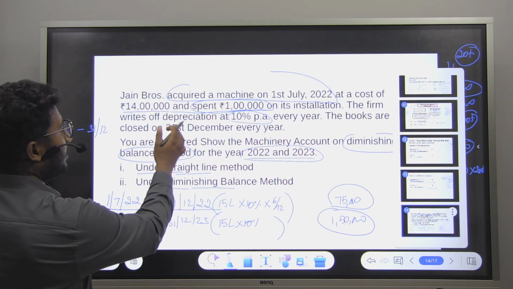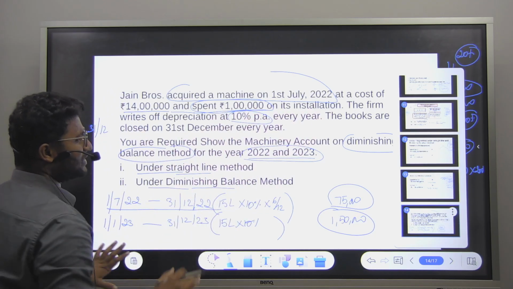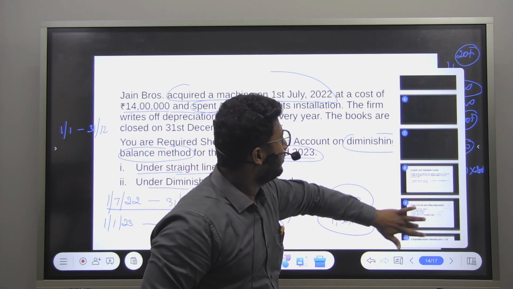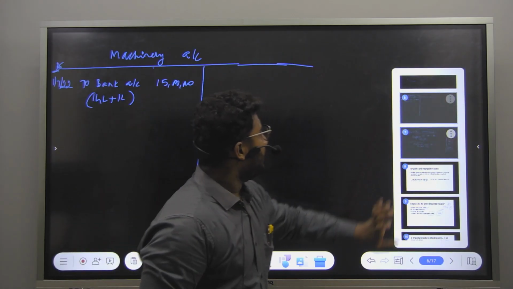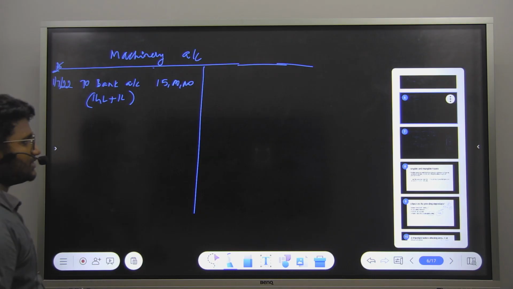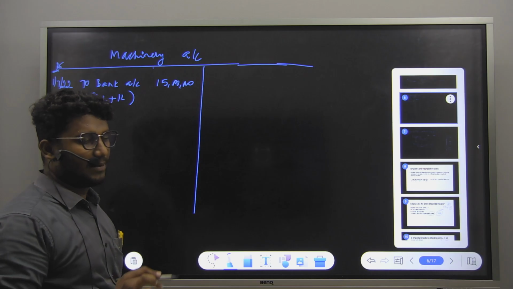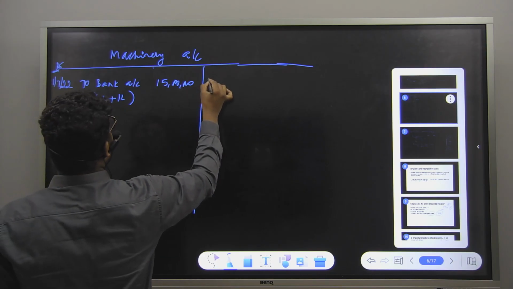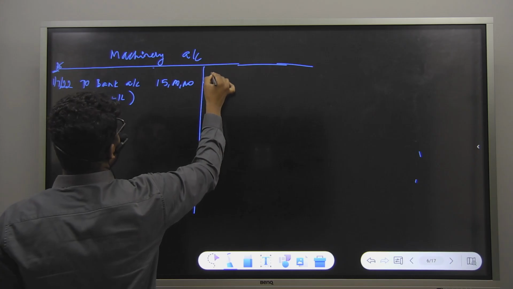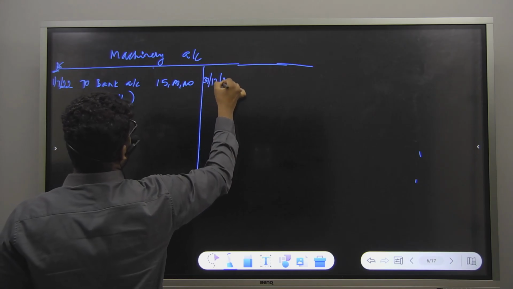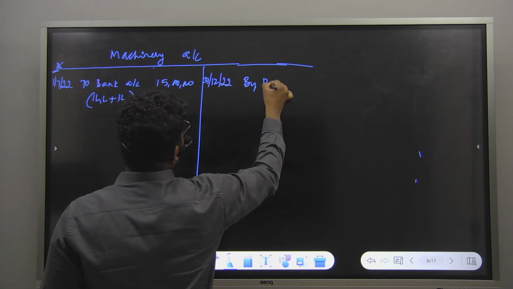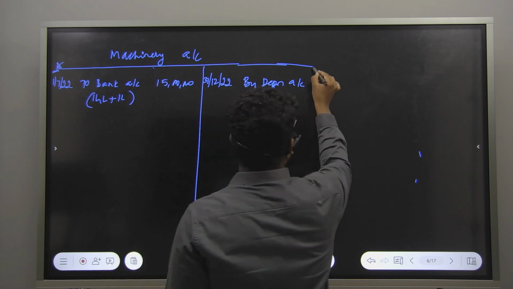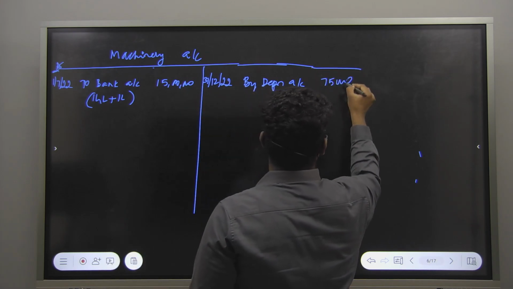Okay. So apart from that, they have given you installation charges. Next, depreciation is directly mentioned. There are no other transactions. Next it is depreciation. So how will you charge the depreciation? You have already made the depreciation journal entry. Depreciation account debit to machinery account. So here on which date will you charge the depreciation? 31st, end of the year, 31st 12 22, by depreciation account. Depreciation account debit to machinery account. How much? 75,000, sir. 75,000 rupees.